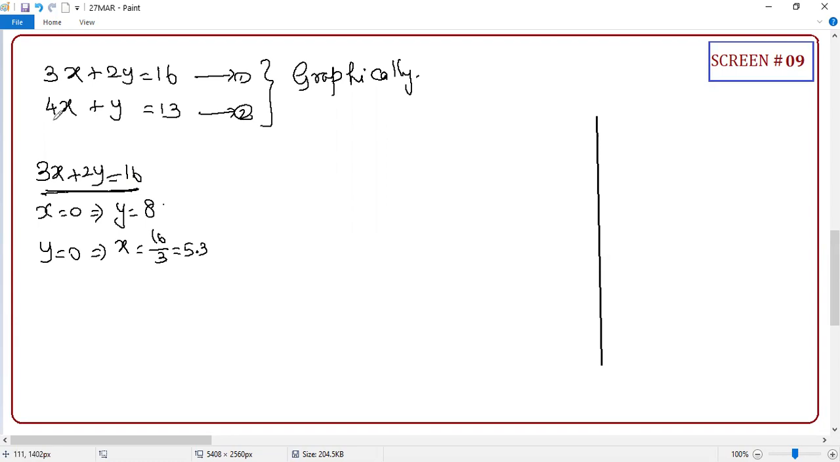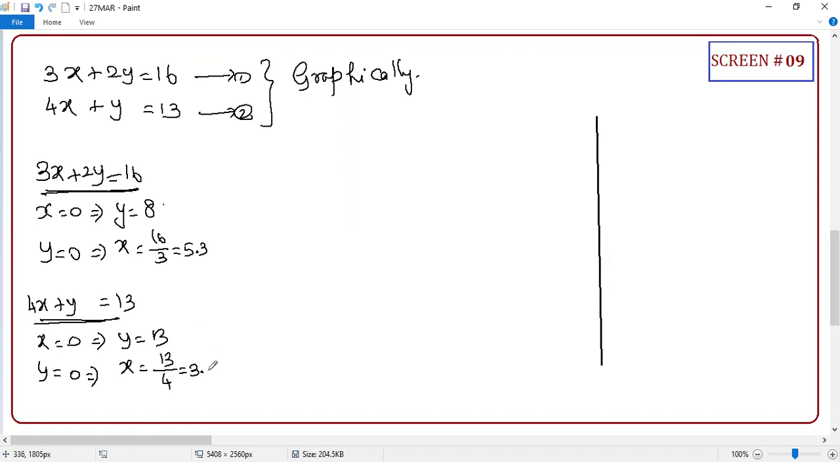Okay, no problem. Let's go to the second equation, 4x plus y equal to 13. Same mantra: put x equal to 0. What is your y? 13. If you put x equal to 0, the whole term is gone. Then y equal to 0, you will get x equal to 13 by 4, and this is approximately 3.2. Can I have yes or no, everyone? The plotting points (0, 8) and (0, 5.3), is that correct or not? The plotting points are correct or not?